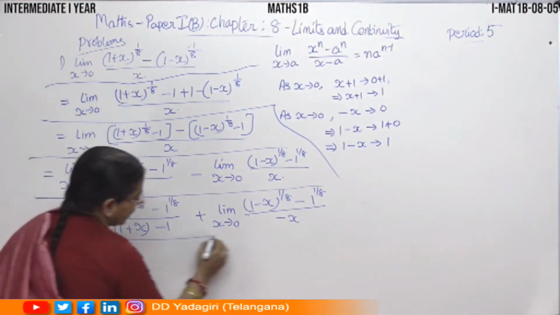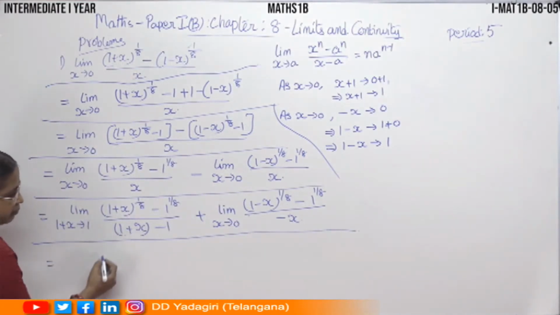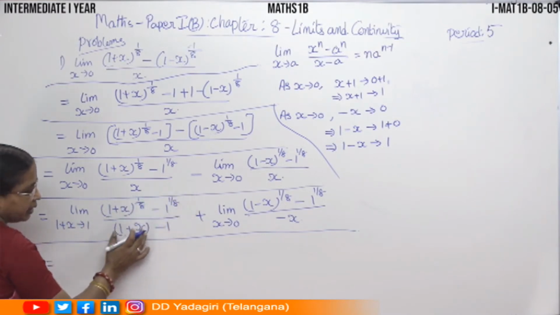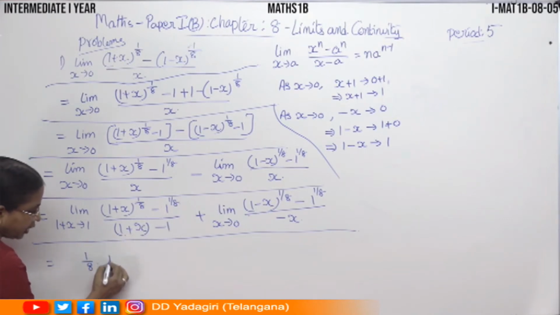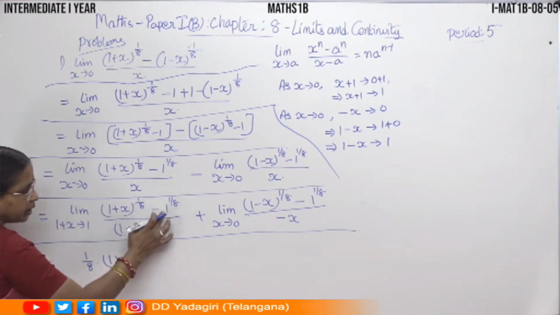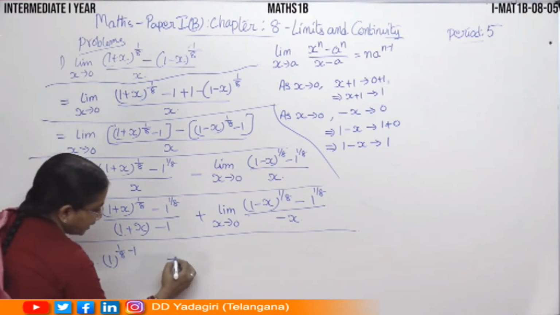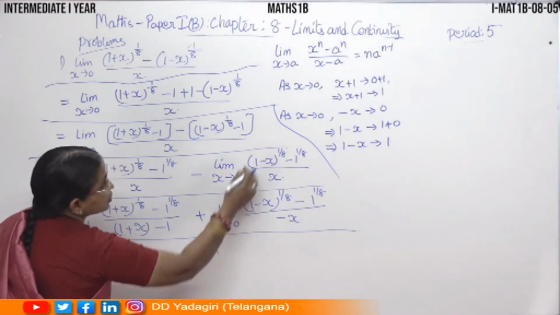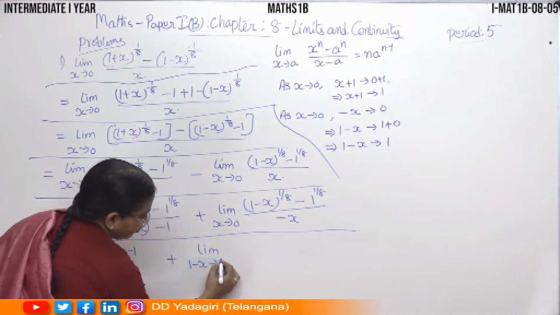Now for this we can write the limit. What is the limit? It is in the form limit x tending to a of x to the power n minus a power n by x minus a. So it is n into a to the power n minus 1. And then plus, we'll write here in the standard form. As x tends to 0, we have 1 minus x also tends to 1.